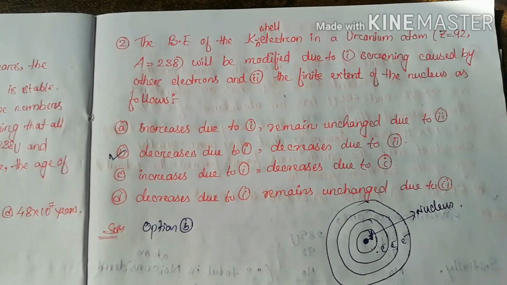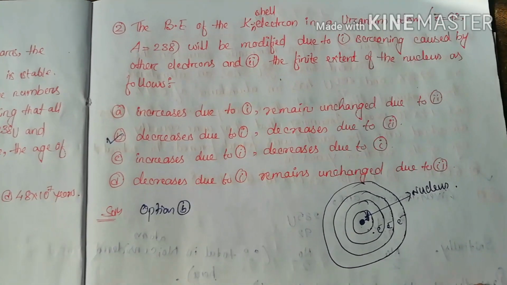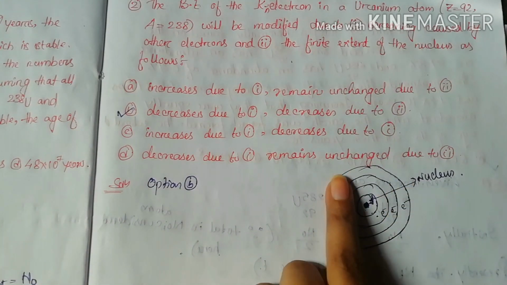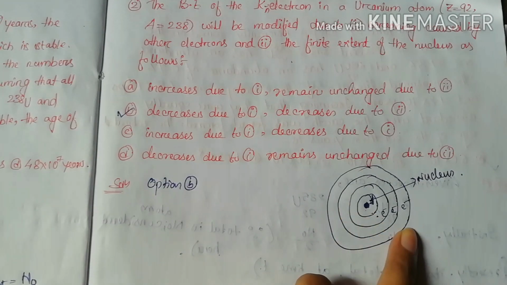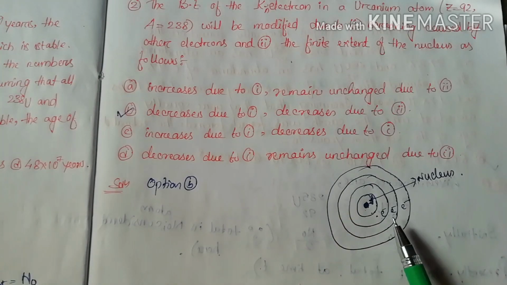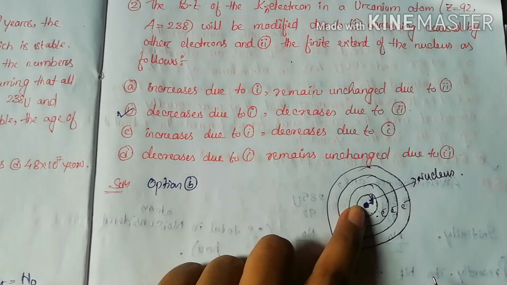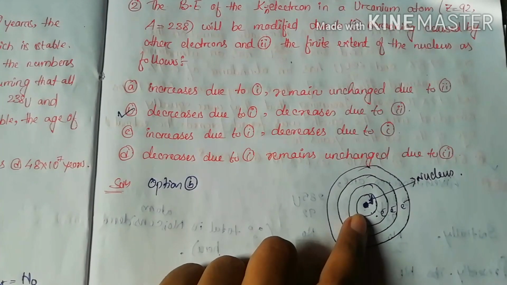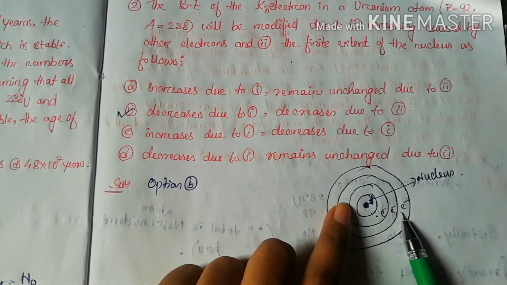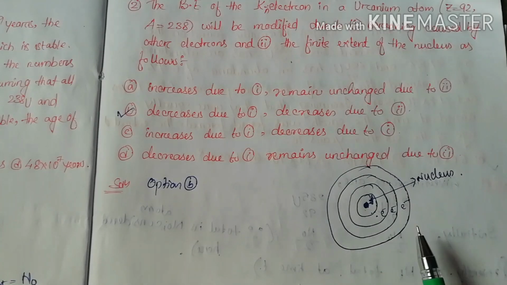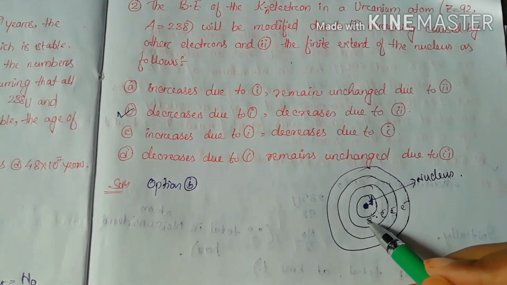Here I have marked the answer to be answer B, and let me explain how it comes. Now let's go to the explanation of how it happens. This is the nucleus, these are all other shells. The nucleus has positive charge and all these other shells have negative charge. So binding energy will be required more, because the positive charge in the nucleus will attract the negatively charged electrons, that means there will be attraction, and all other shells have negatively charged electrons, so they will repel the K shell electron, because the K shell electron has negative charge.